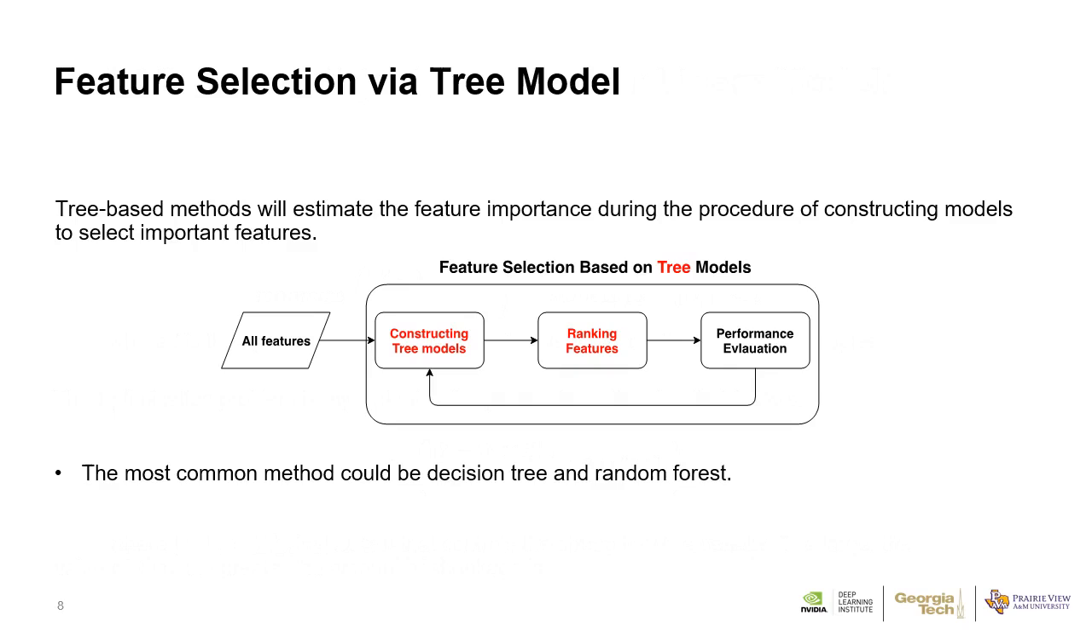Another model-based method is tree-based model. Generally, we can rank the feature importance when constructing the tree of features for different tasks, such as classification. The most common method could be decision tree and random forest.